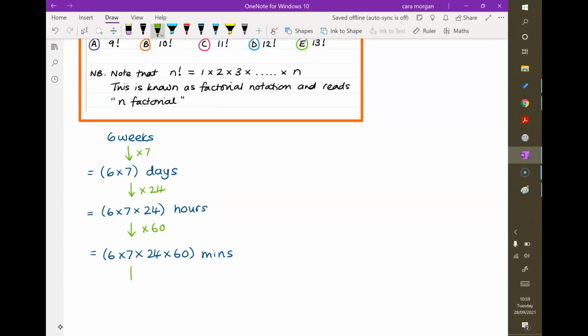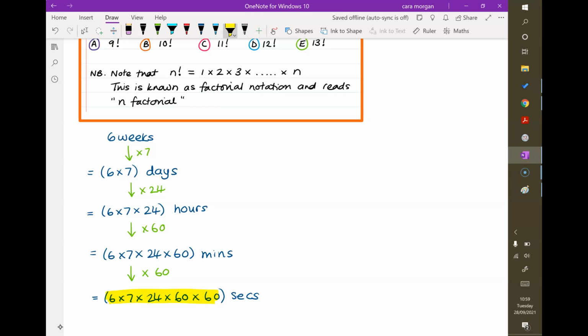And this is great for practicing conversions. I'm going to multiply by 60 again, and that will turn my answer into seconds. Right, so there we have it. There is my number of seconds. And somehow I've got to rewrite that as one of those factorial expressions.